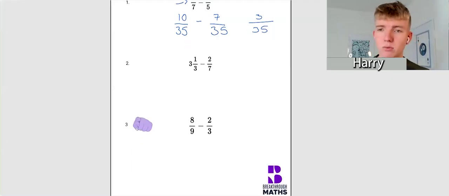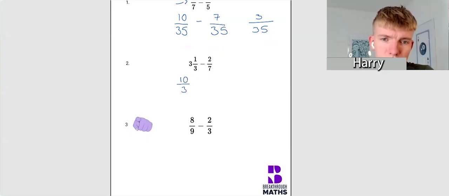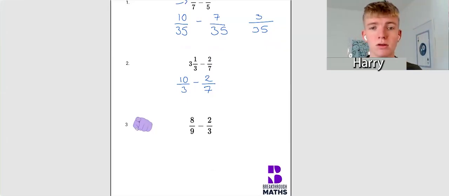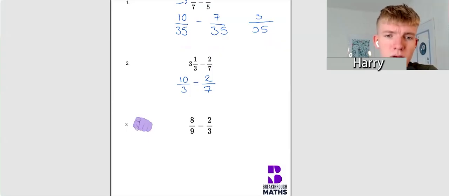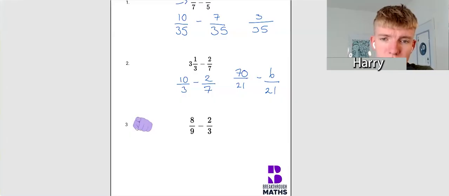Nice and easy. Once again, we've got another mixed number. So deal with this before we deal with anything else. This mixed number is going to convert into 10 over 3. So 10 over 3 minus 2 over 7. Our lowest common denominator in this case is going to be 21 because we just multiply both of them. So we're going to be left with 70 over 21 minus 6 over 21. Do a little bit of subtraction on top, and we get 64 over 21, which then converts into 3 and 1 over 21.